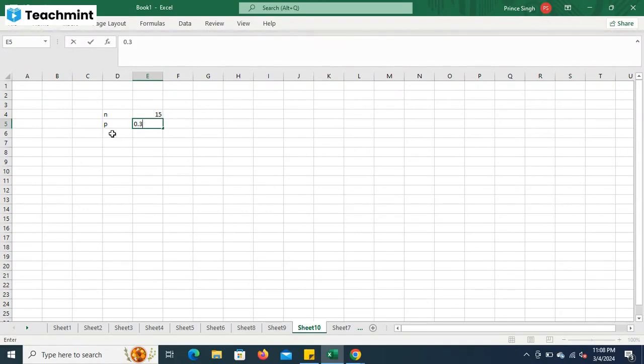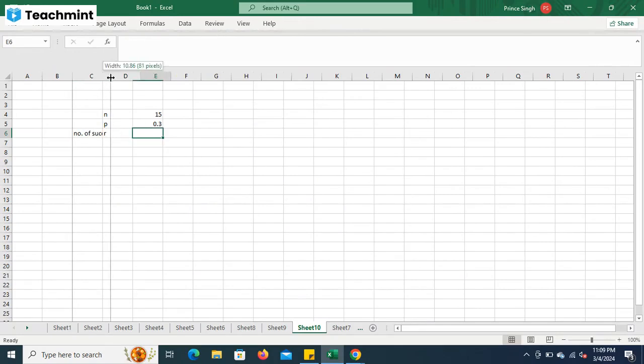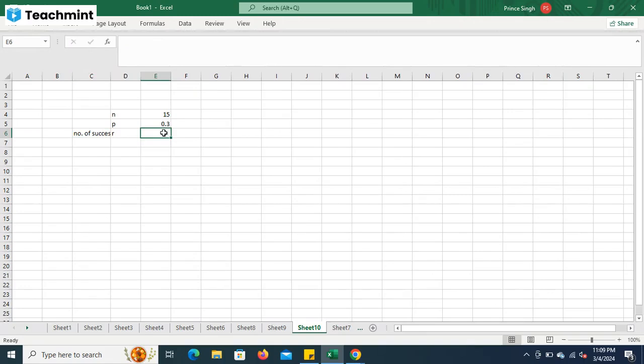The first one is the number of successes, which we denote with the letter R. R here represents the number of successes. In this case, for example, say 5 successes are required. Then for the command of negative binomial distribution, we need one more piece of information, that is the number of failures.